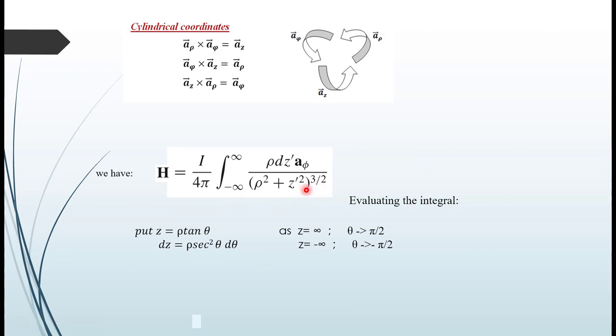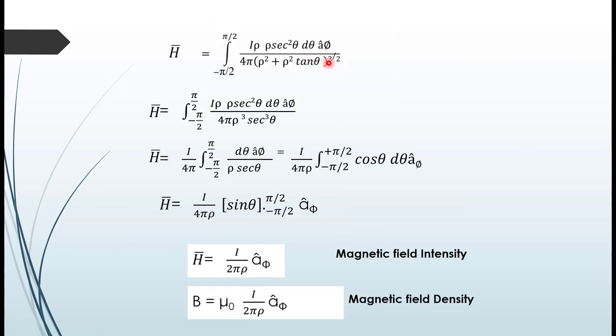divided by r square plus z dash square, which will become r square into 1 plus tan square theta, r square taken common, raised to 3 by 2. Again 1 plus tan square theta is equal to sec square theta, raised to 3 by 2, so it will become sec cube theta. So after solving all the things and putting the limits from minus pi by 2 to plus pi by 2, we will get d theta into a phi cap divided by r into sec theta, or rho into sec theta.